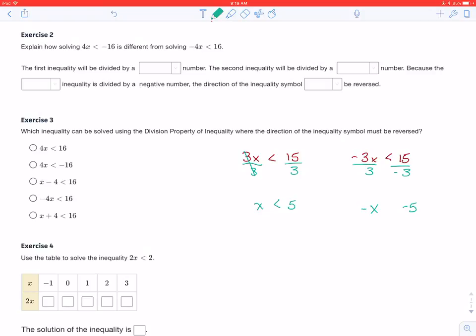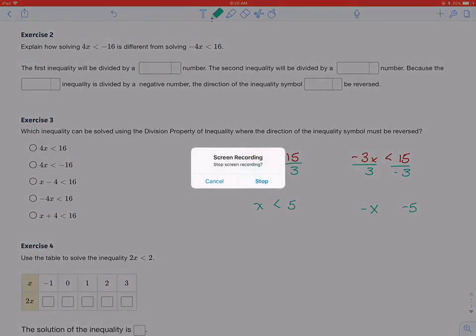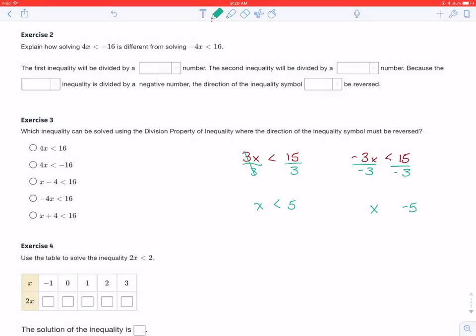Because if we had done just 3, then this would have ended up as a negative x, which is not the values we're looking for. We're looking for the values of x. Now the thing to notice here is that this 15 started off as positive, but as you can see here, it's now negative. So the symbol of it reversed. It went from being positive to now being negative.